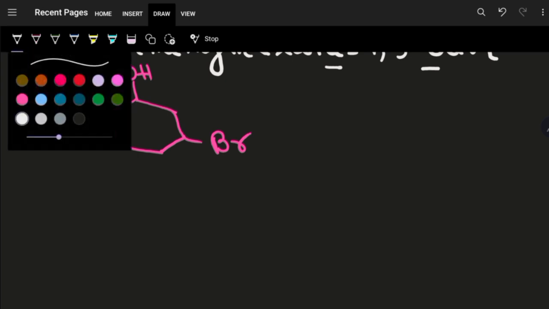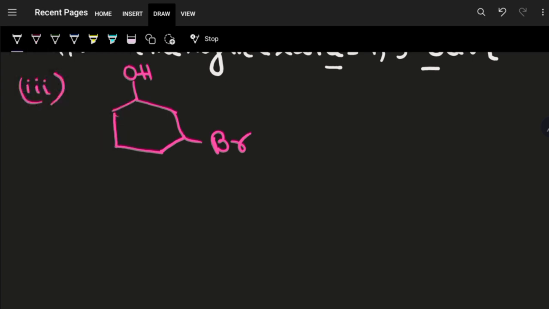So let us see. The carbon number 1 is this. Carbon number 3 is this. So now I will say how to name it. 1 position OH, 3 position Br. So it's a cyclohexanol system.